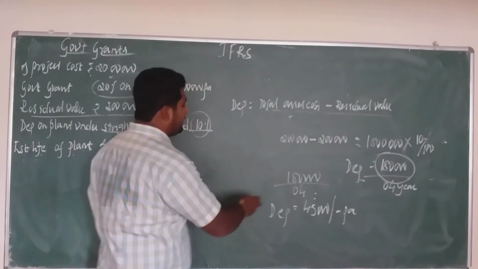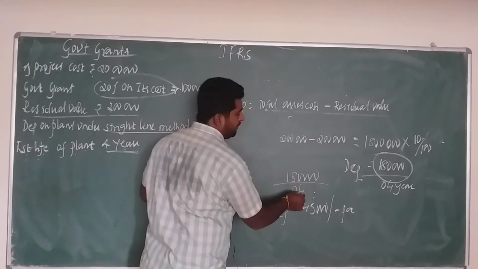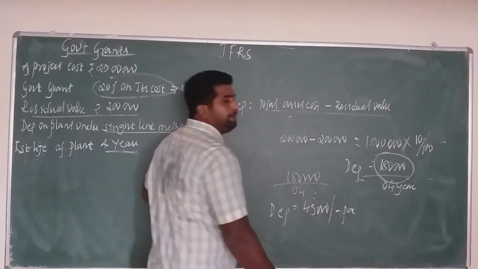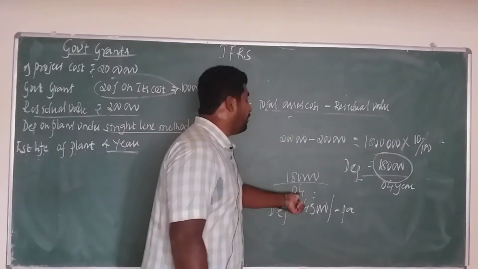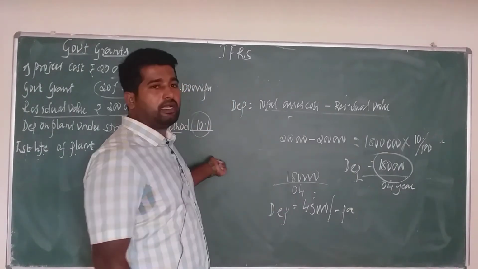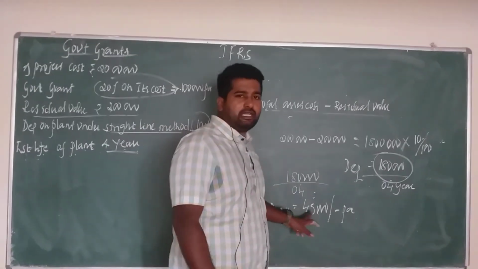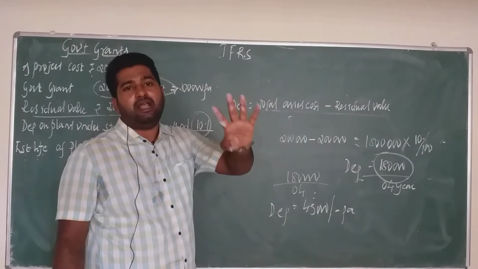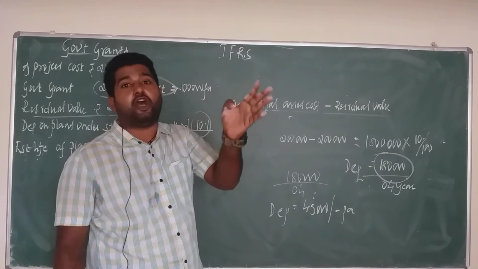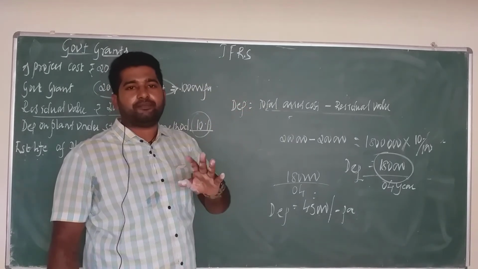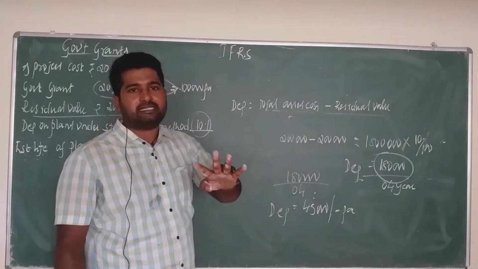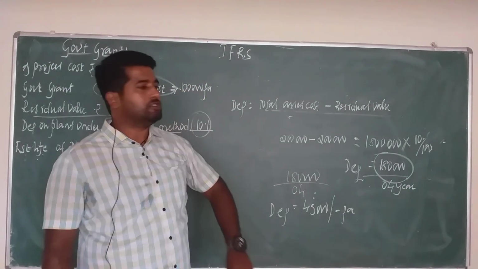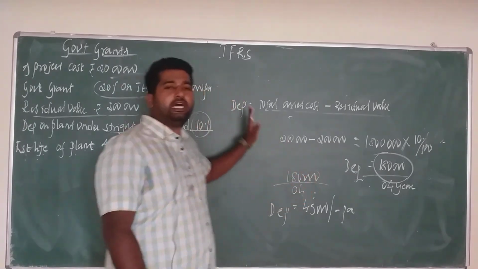Per annum DEP is 1,80,000 divided by 4, which gives 45,000 per annum of DEP. We need to charge for how many years? 4 years. Once again, in the straight line method, DEP per annum is 45, 45, 45, 45. You pass 4 entries for 4 years, at the end of the year. And once again, we have to pass 4 journal entries for DEP for 4 years at the end of the financial year. So this is a working note of government grant.